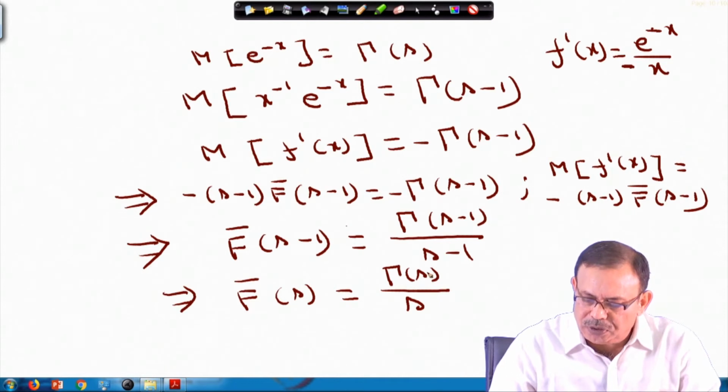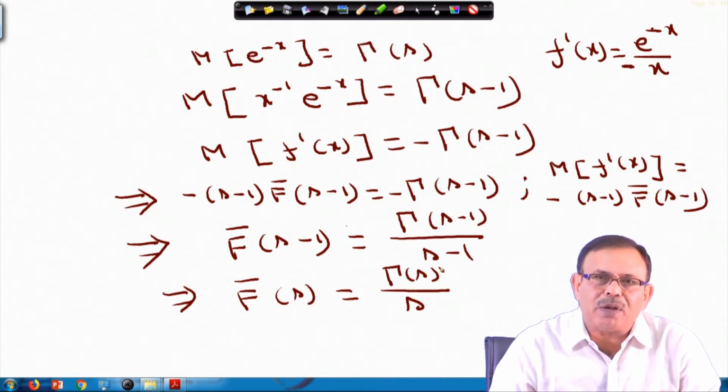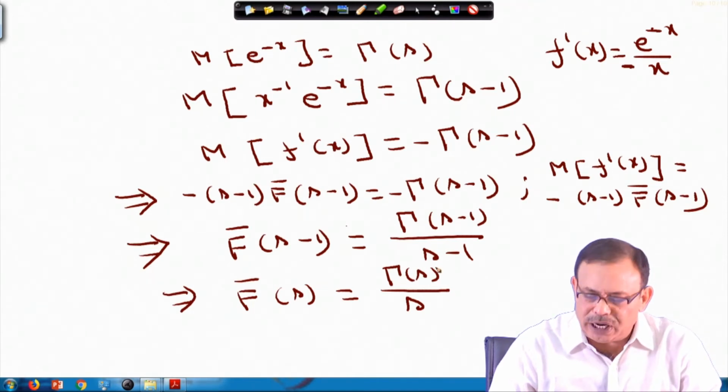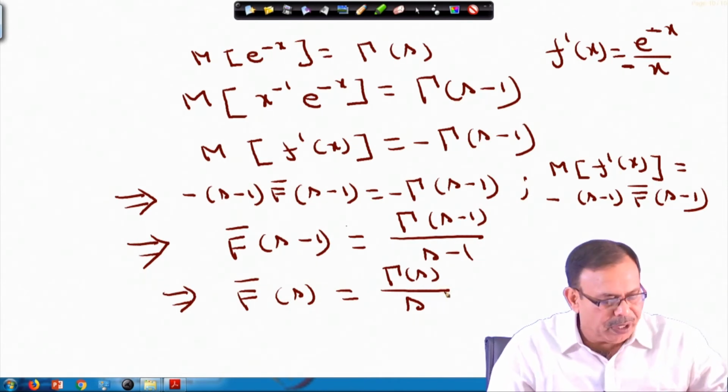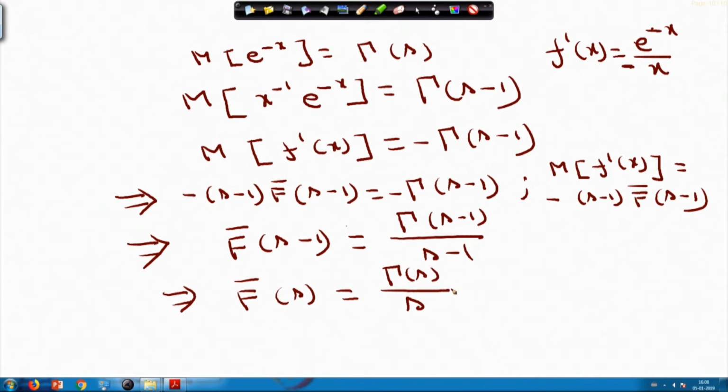So, please note that we started from a different place, where we considered f x equals E to the power minus x. From there we started, and after that we found that the Mellin transform of the function E to the power minus x equals gamma s by s.